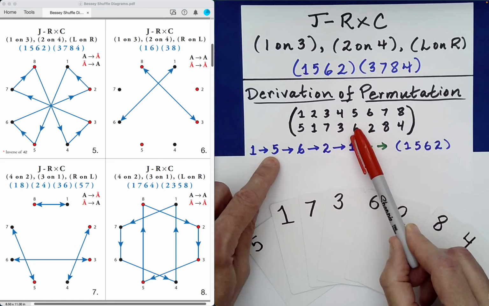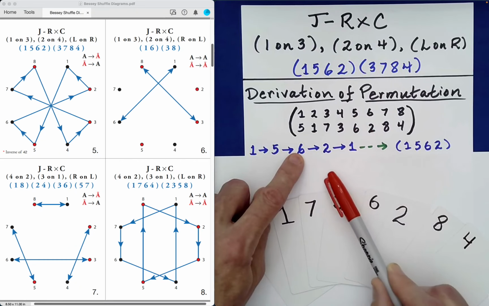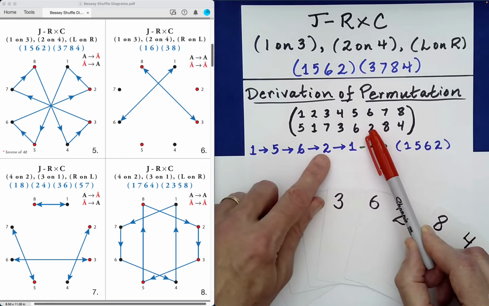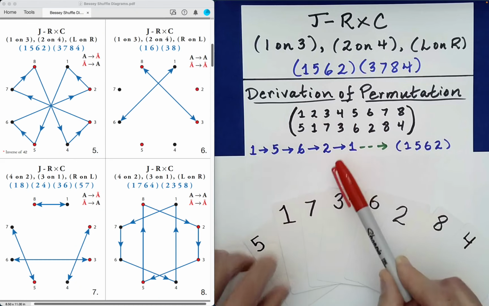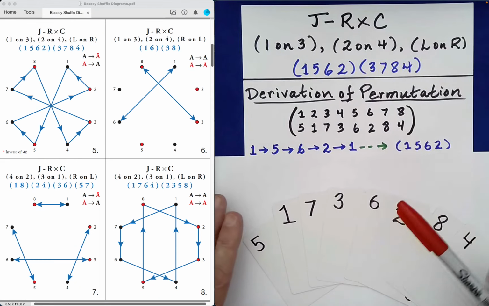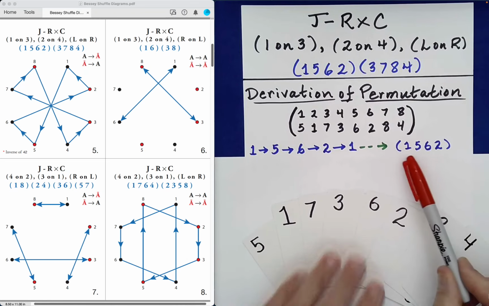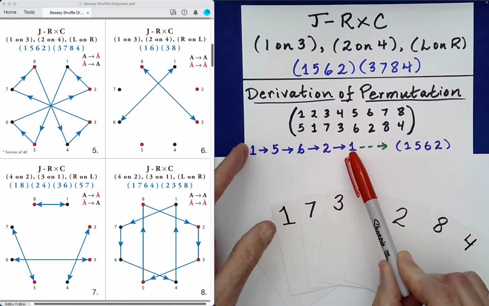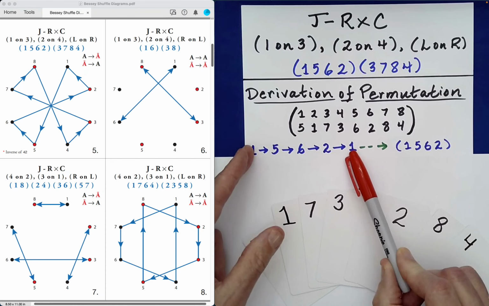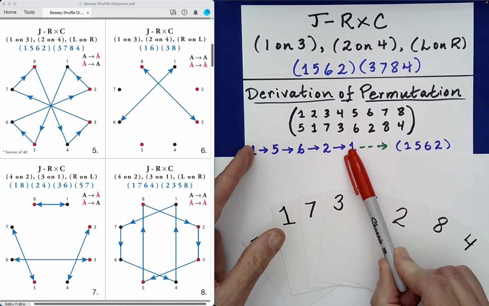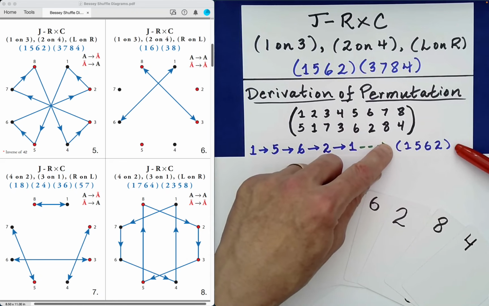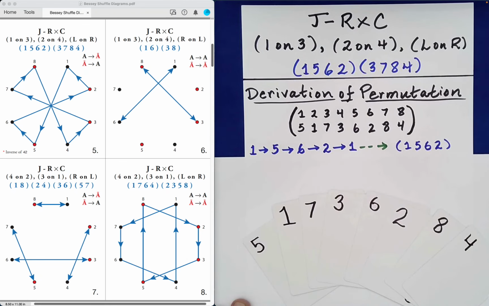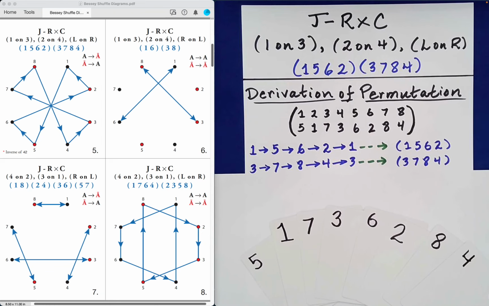5 goes to 6, 5 goes to 6. 6 goes to 2, so I have an arrow from 6 to 2. 2 goes to 1, so it wraps back around. So that gives us a 4 cycle. So we can compress all of this information, what's happening with those 4 values, to just this set of symbols here. Okay?